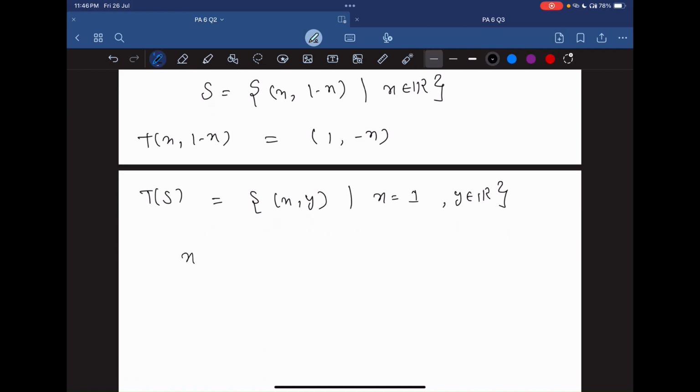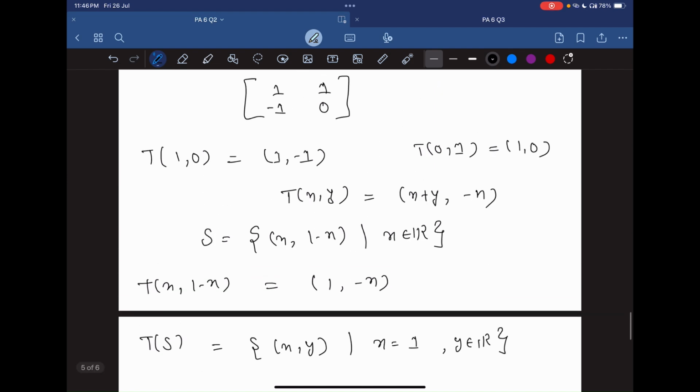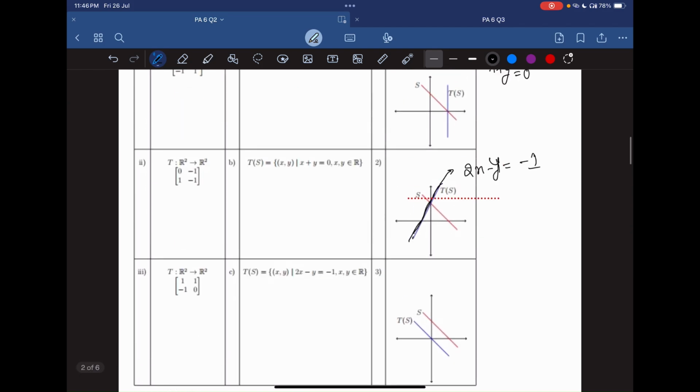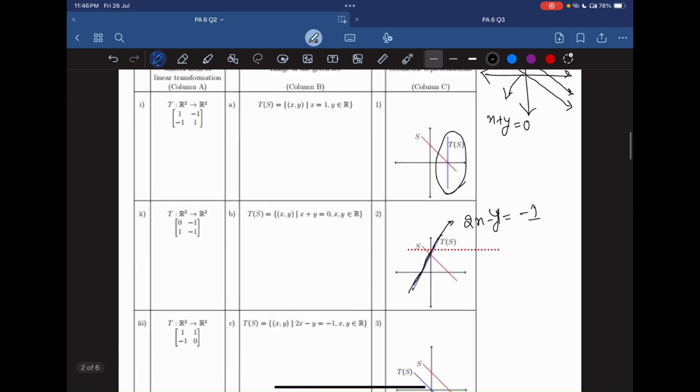So x is equal to 1. This is a line which is parallel to the y-axis, passing through 1 comma 0. So the graph of this line would look like here. As we can see, this line is passing through 1 comma 0. So it's the line that is x equal to 1.